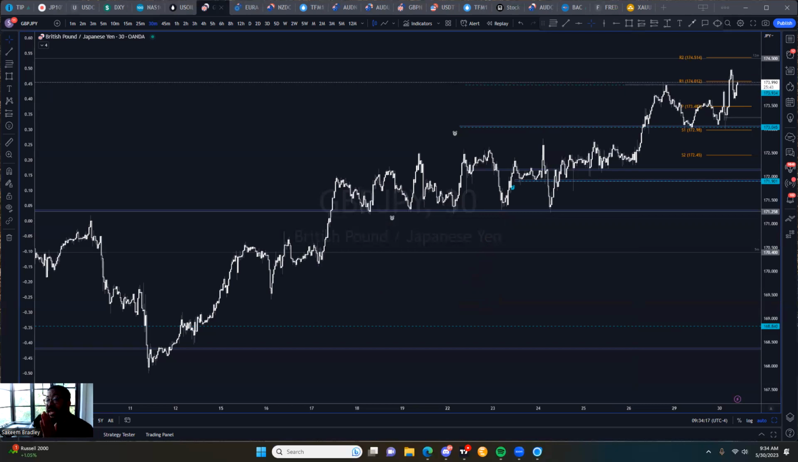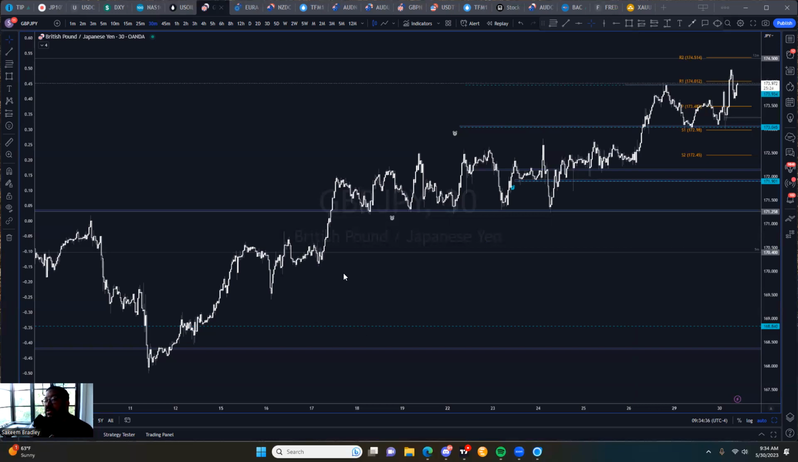So right here we have GJ. GJ is a very great pair because it follows structure very well, especially for entries. So I'm going to break this down real quick and I'm going to respect your time. So take notes, follow along.